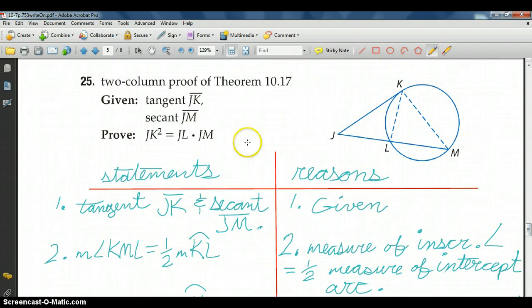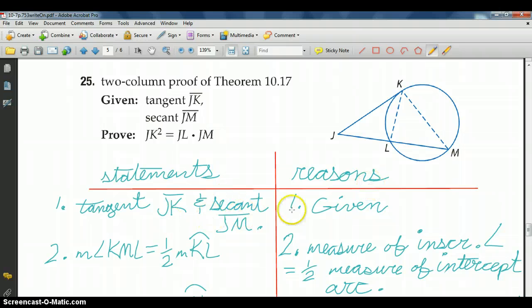On number 25, a two-column proof of theorem 10.17, which says that the tangent length squared will be equal to the outer length of the secant times the entire length of the secant. So specifically for this diagram, since JK is tangent and JM is secant, JK squared should be equal to JL times JM.